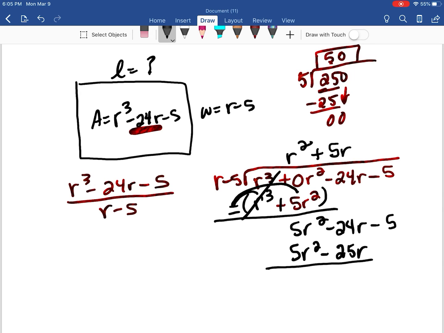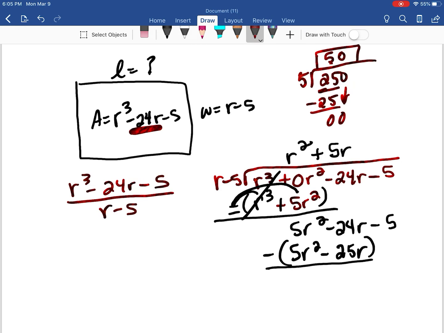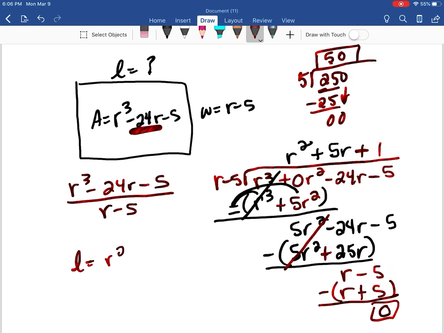Again, just like we did above, I'm going to subtract this whole polynomial, so all of my signs switch. This becomes positive, that stays negative, and they cancel each other out. Negative 24r plus 25r gives me just r. Bring down the negative 5. Now r minus 5 matches, and it goes in one time, so that's plus 1. So this is r minus 5, again subtracting, so all of these signs switch. That has a 0 remainder. So my answer for the length is r squared plus 5r plus 1.